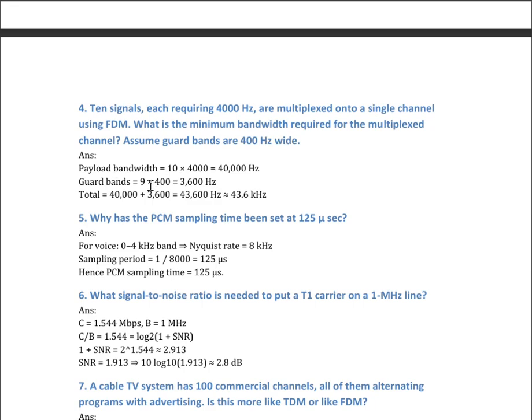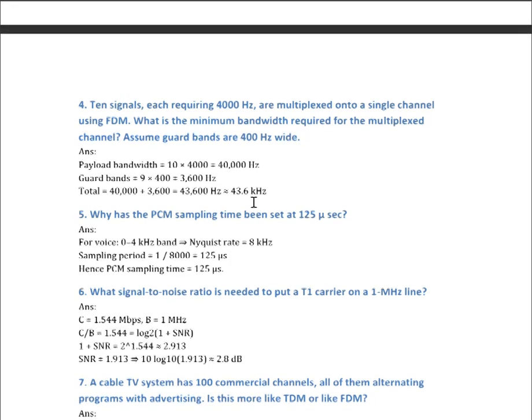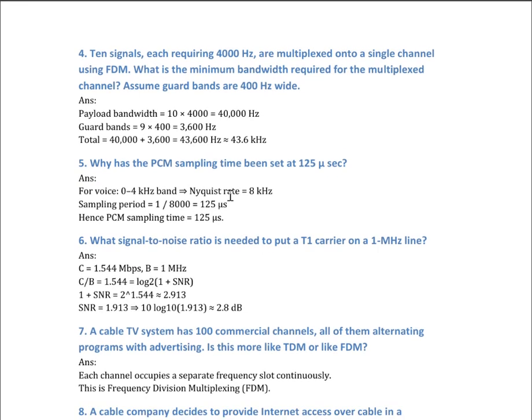And why are we calculating 9 here? Because there are already 10 signals, the number of guard bands is 10 minus 1, which comes to 9. So here 9 into 400 is equal to 3600. Then the total: the question asks about the total bandwidth, so the bandwidth and the gap between bands are taken. That's why it is the payload bandwidth plus guard bands. So 40000 plus 3600. Now we can take another.